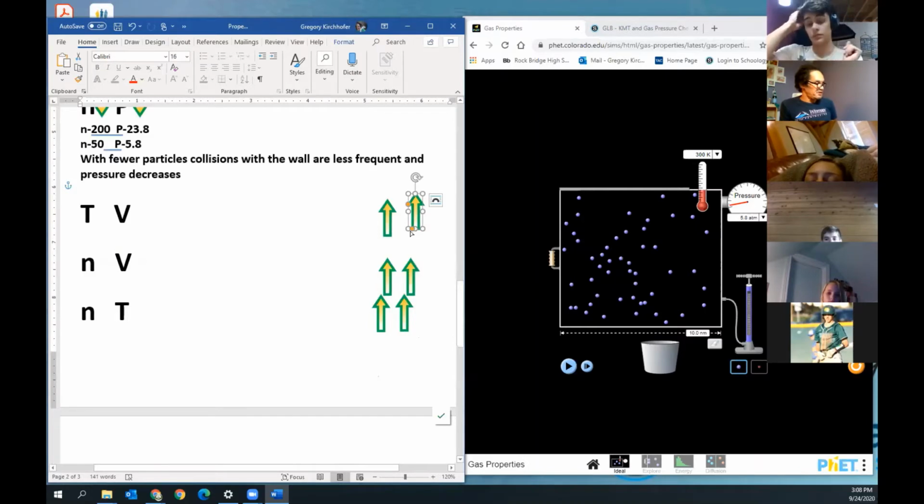So let's do temp up. We'll see if we can get the volume to go up too. So temperature up, and we're going to see what happens to volume. Do we have a prediction for that one?